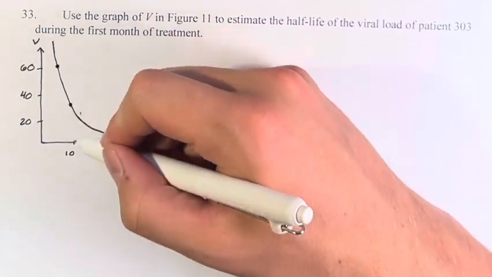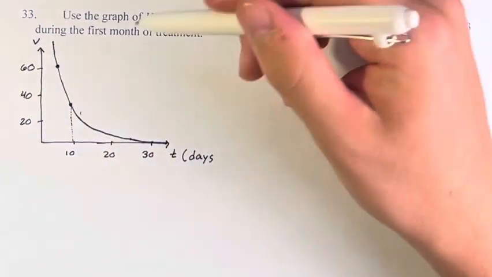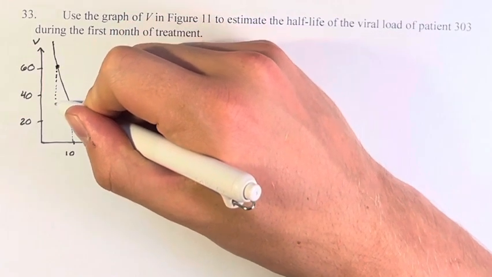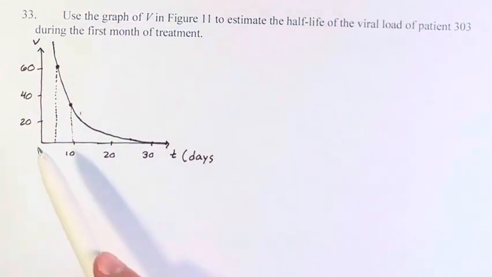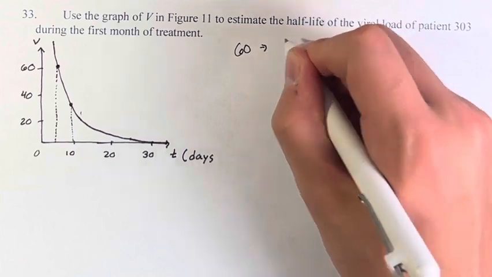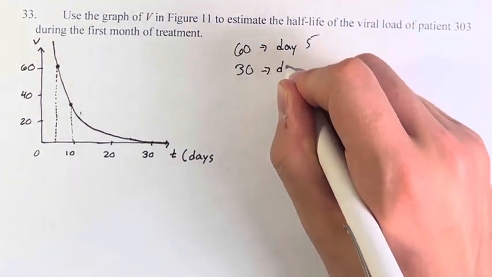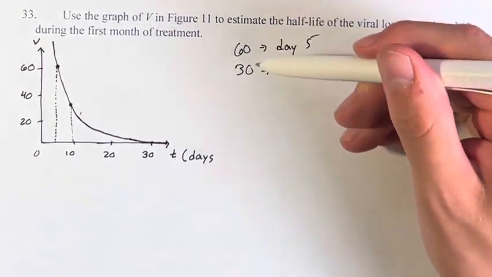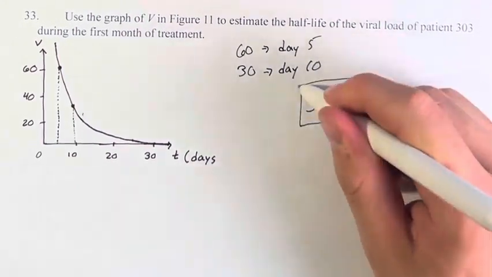So what you have to do is find the x values of these points. Now, obviously, we're just estimating, but we can see that we hit 30 around day 10, and we are at 60 around halfway between 0 and 10. So 60 at day 5, and we're at 30 on day 10. This means in 5 days, the viral load is halved. Therefore, the half-life, by definition, is 5 days.